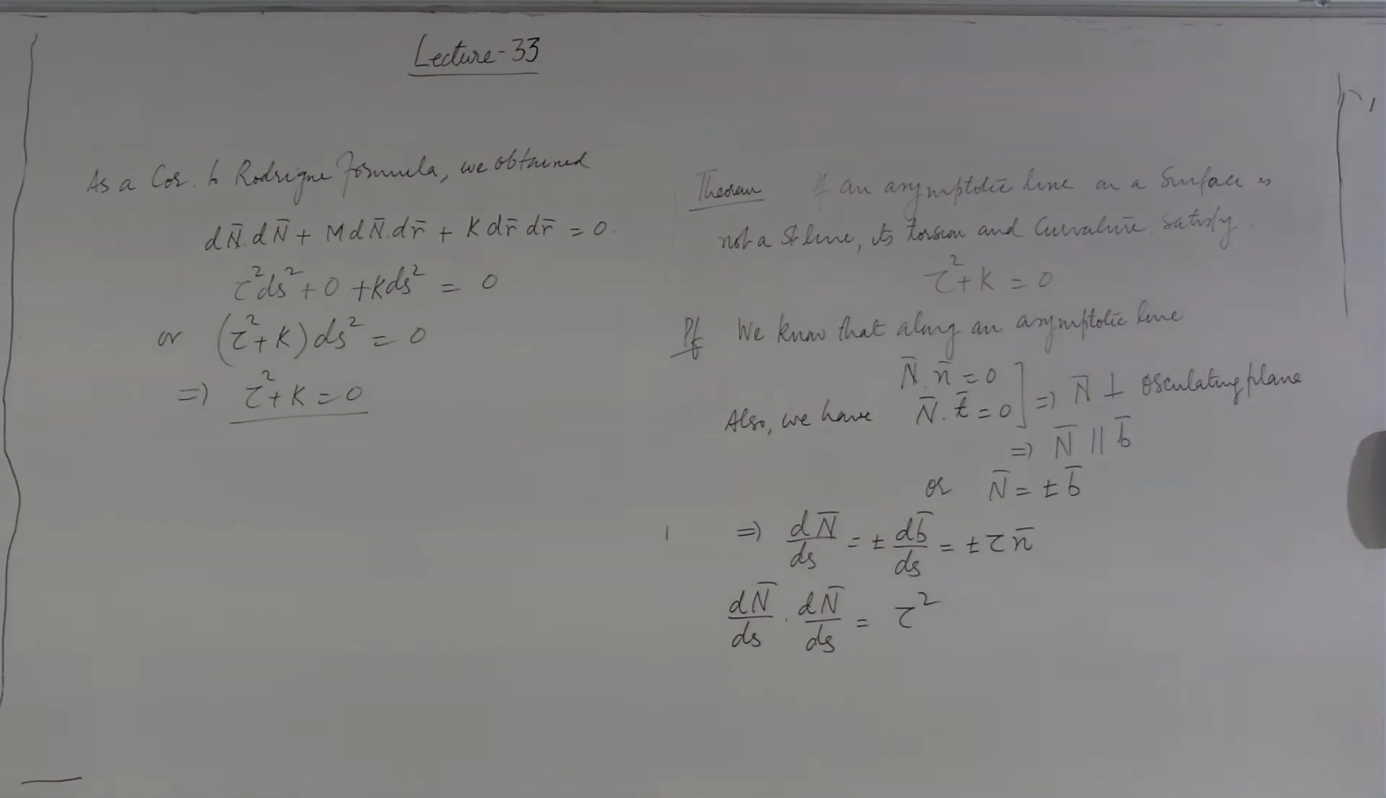So, if an asymptotic line is not straight, it is a curved one, then the curvature and torsion are related like this. Tau square is in fact equal to minus k.